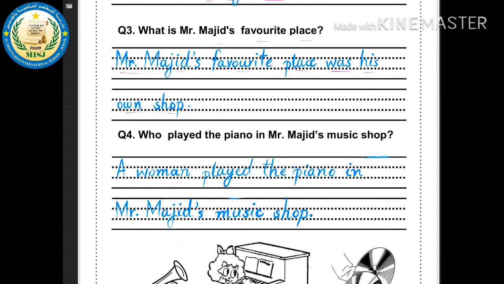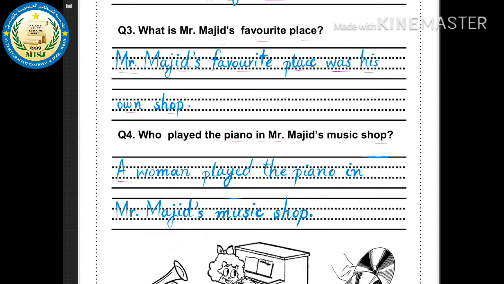Question number 4. Who played the piano in Mr. Majid's music shop? Now students, there were 4 people who came to Mr. Majid's shop. A woman, a man, a girl and a boy. Who played the piano?